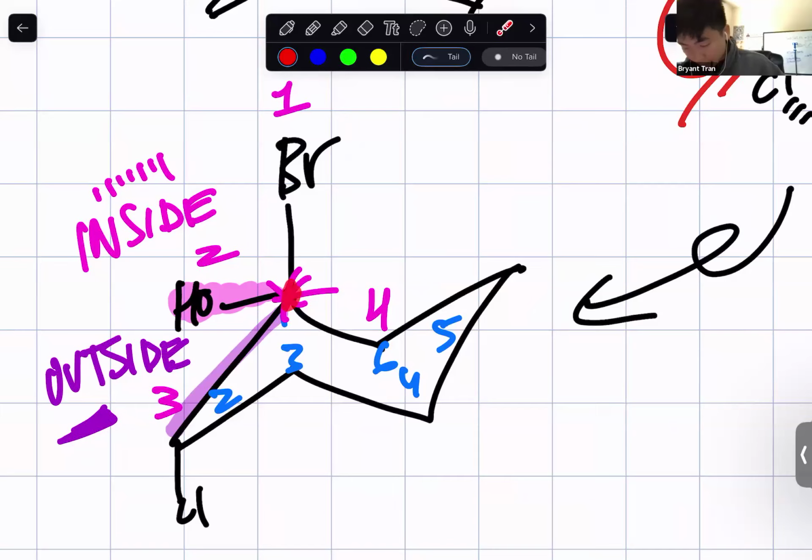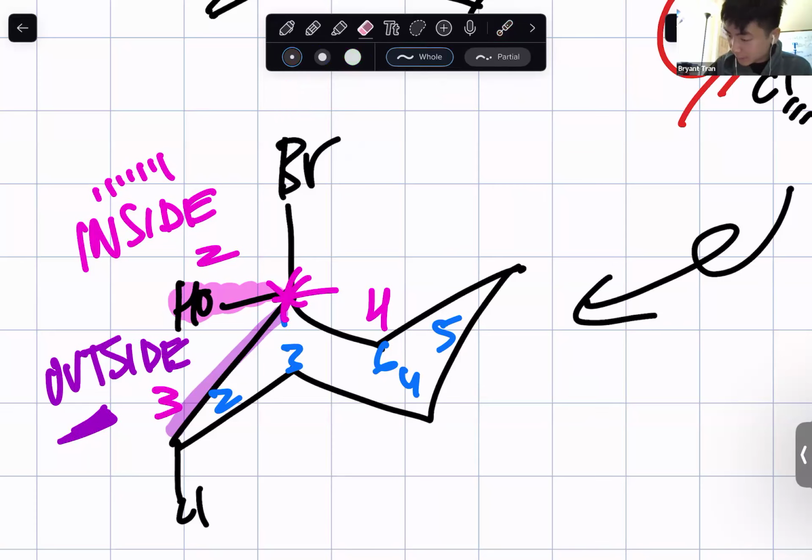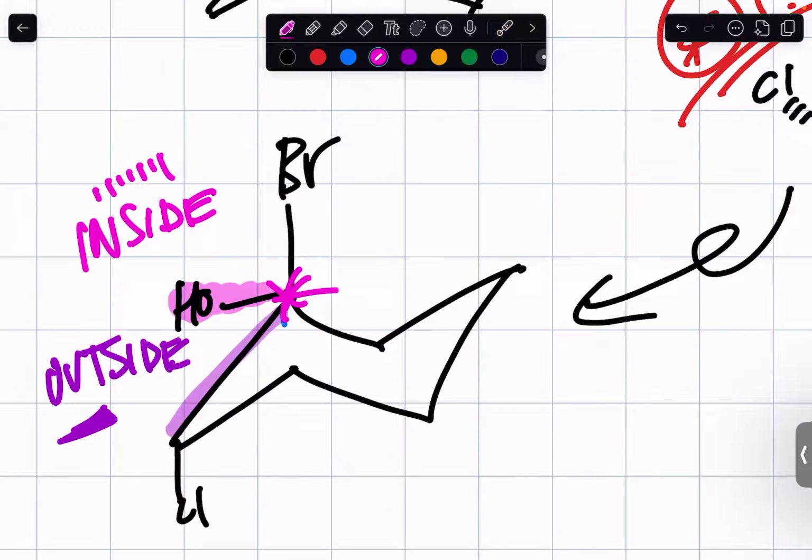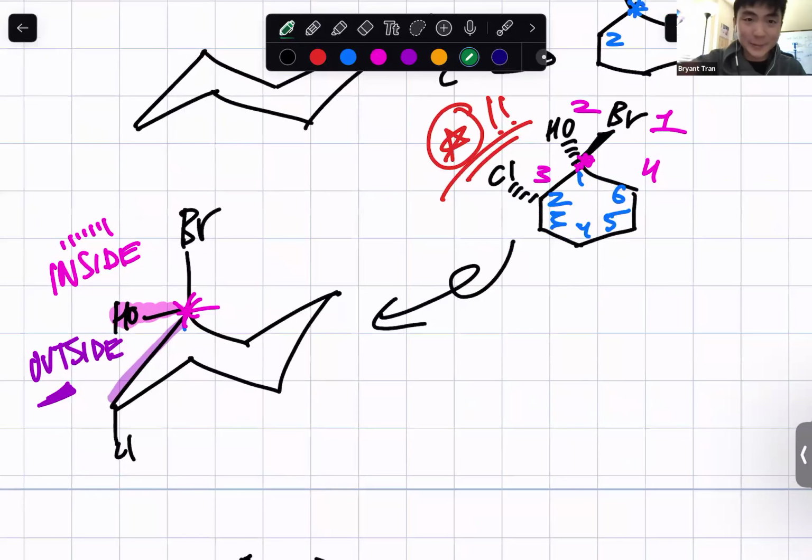So how did he assign priority here? Let me erase the numbers. He said this is the inside, this is the outside. How did he assign priority for this chiral center here? You want me to give you the exact problem that he gave? Yes, that would be great. I will send it to you by email.